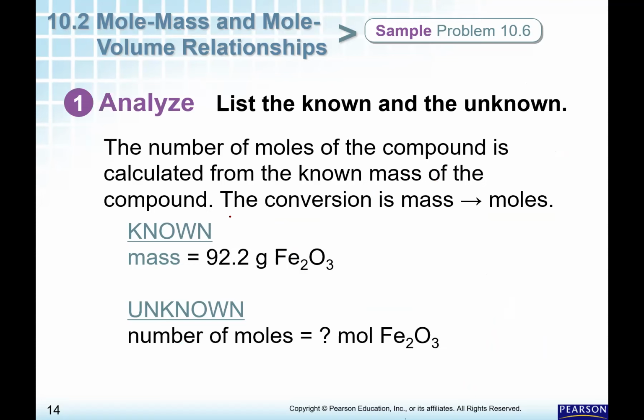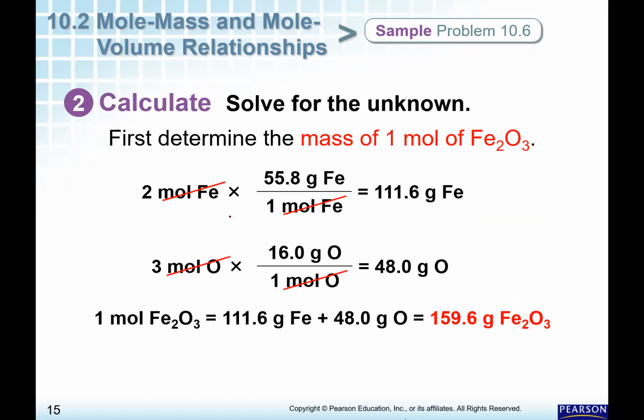Okay, so what we have is a mass which is 92.2 grams, and we have the iron. See, the iron is what? 55.8. Yeah, Eileen, it's not 27. I don't know where you got the 27 from. So that is 111.6 grams of iron and 48 grams of oxygen. The total is 159.6 grams of, what is this? This is the molar mass.